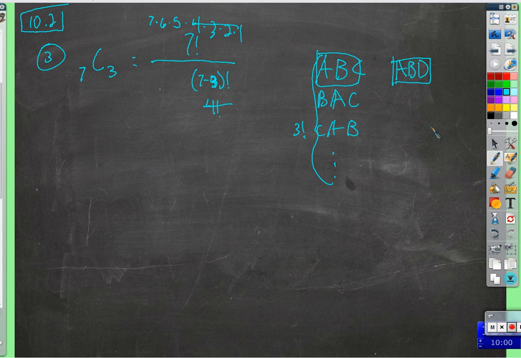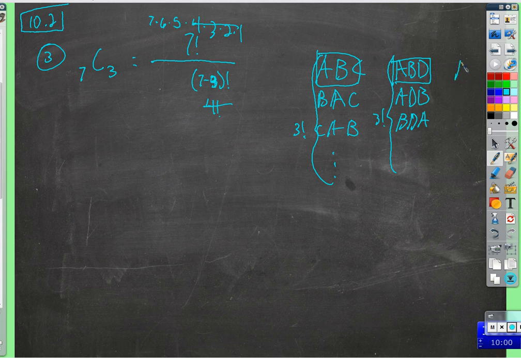All right, so I had to pause there for a second. I kind of forgot where I was exactly, but I was making the point here that if we're counting it this way, what we have right now is 7 times 6 times 5, and that takes every possible group of 3 and arranges it in every way that it can. So it'll take ABC and arrange it in all 3 factorial ways. It'll take ABD and arrange it in all 3 factorial ways. So there's 3 factorial there.